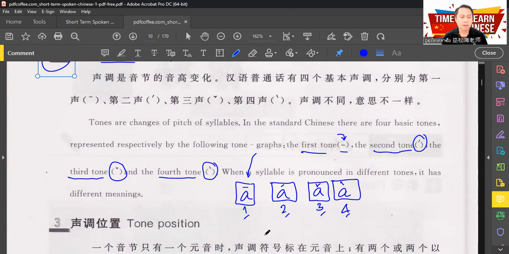When we accent the tone, start from a. The first tone is ā. The second tone is á. Third tone is ǎ. And fourth tone is à. Again, please.